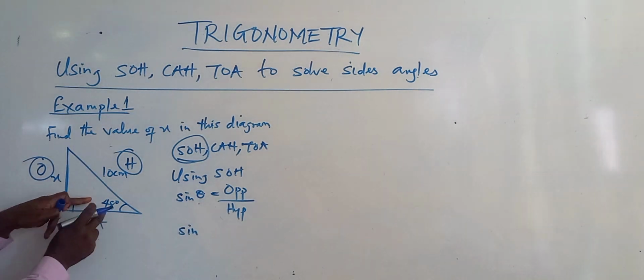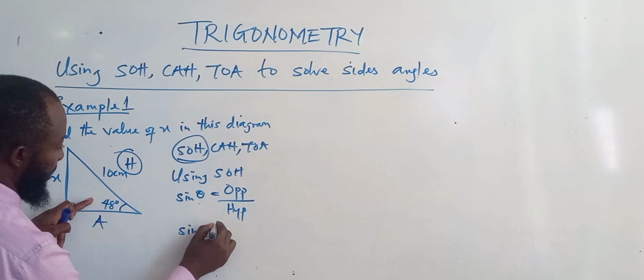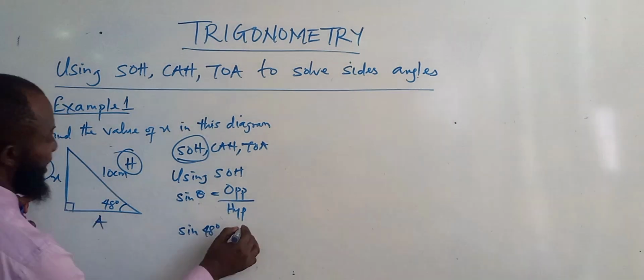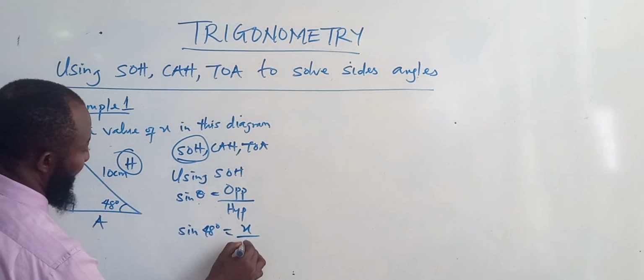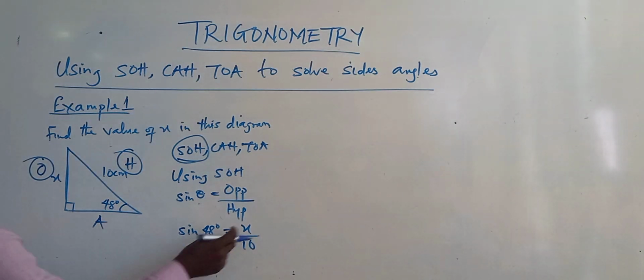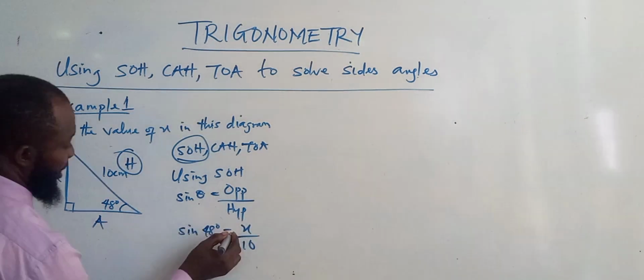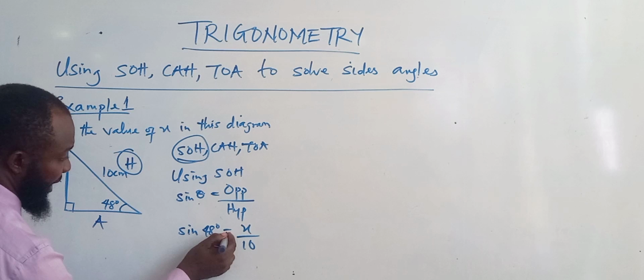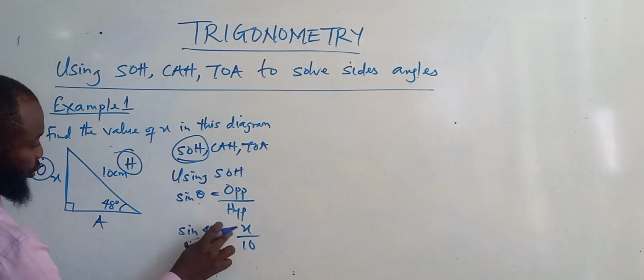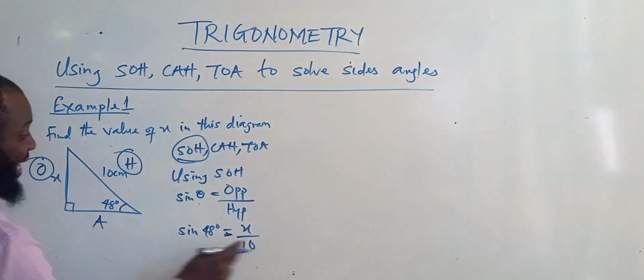The theta here will then be what? 48 degrees equals the opposite, which is the x, divided by what? By 10. Don't forget, we're looking for x. So the next thing, what is disturbing our x is 10. It's dividing x. So what we need to remove this 10 is to multiply both sides by what?